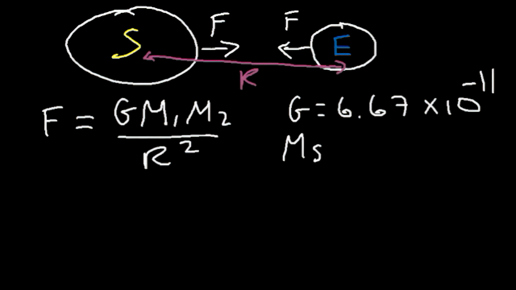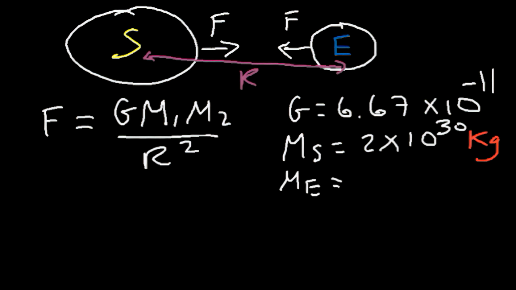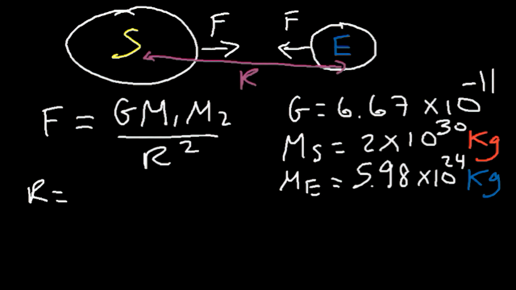The mass of the sun is about 2 times 10 to the 30 kilograms. The mass of the earth is about 5.98 times 10 to the 24 kilograms. And the distance between them is about 1.5 times 10 to the 11 meters. Using this information, go ahead and calculate the gravitational force between the earth and the sun.